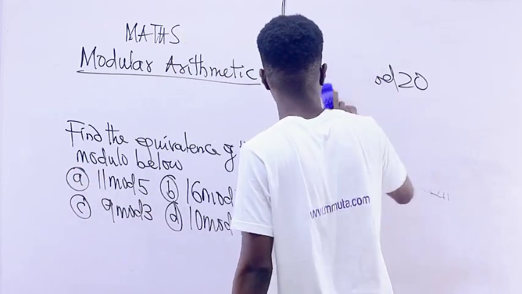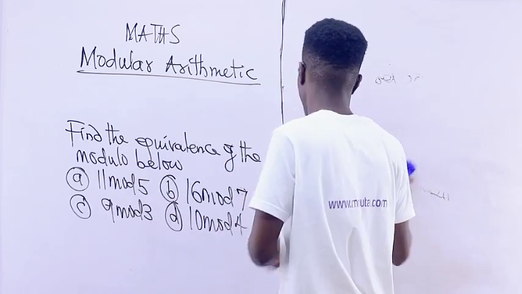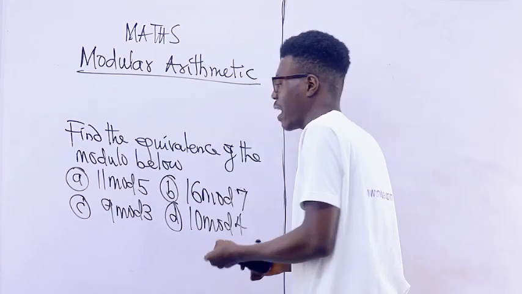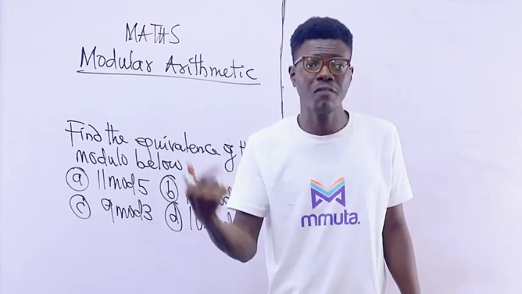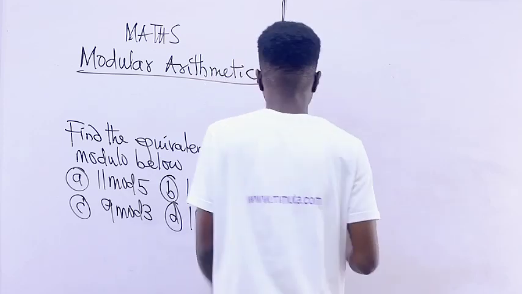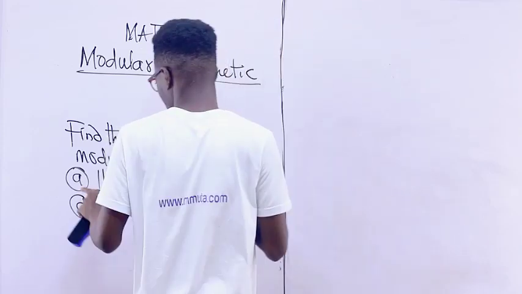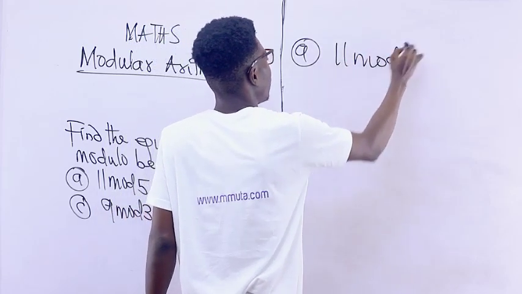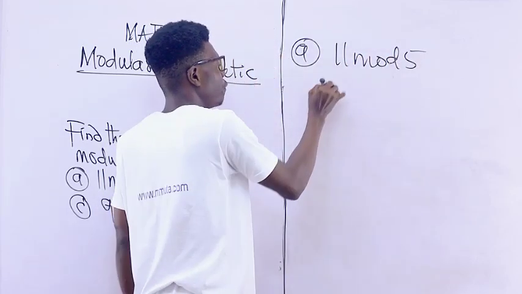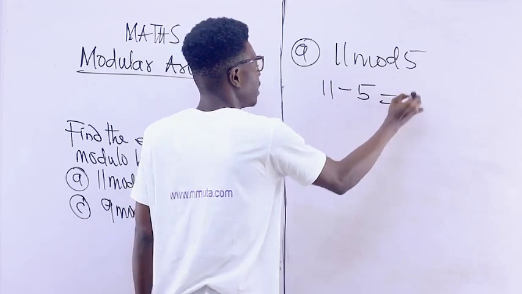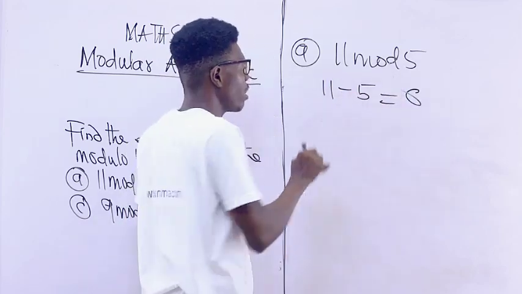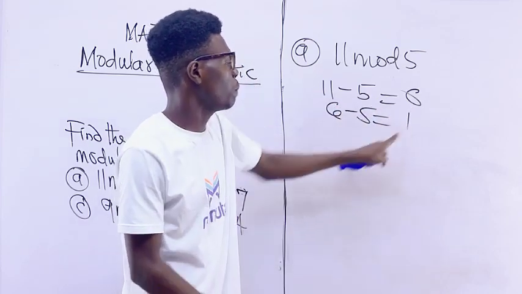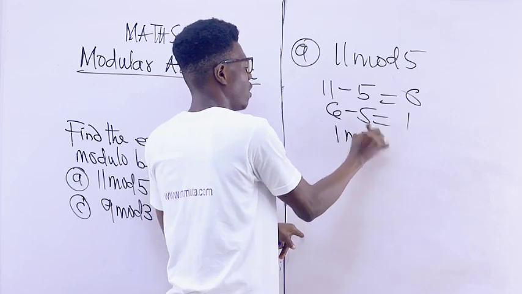To have 11 mod 5, what is 11 in mod 5? That means we are dividing by 5. What is that remainder after dividing 11 by 5? So the first method, you can simply say, okay, the first one, A. We have 11 mod 5. You can simply say 11 minus 5, and it is going to give you 6. So the next thing you are going to do is you say 6 minus 5, you are going to get 1. So you now pick 1 mod 5.